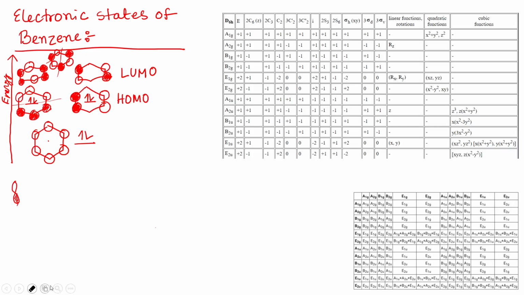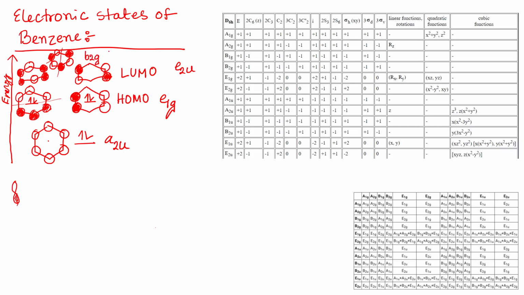But I also forgot what the electronic states or the orbitals look like. So this is actually your A2U. This is E1G, because both of them belong to the same symmetry species. And then this is E2U and the fourth one is B2G.